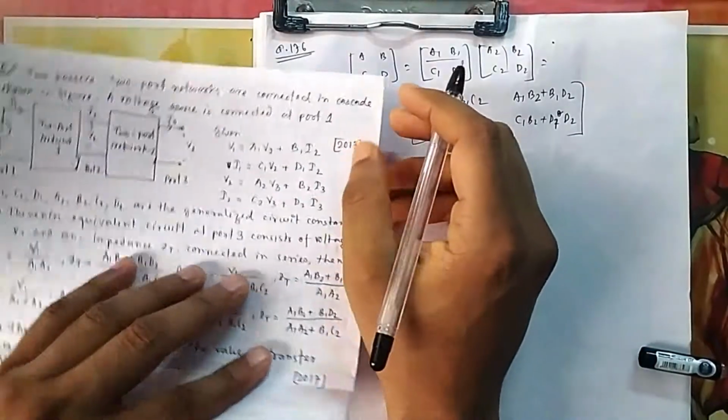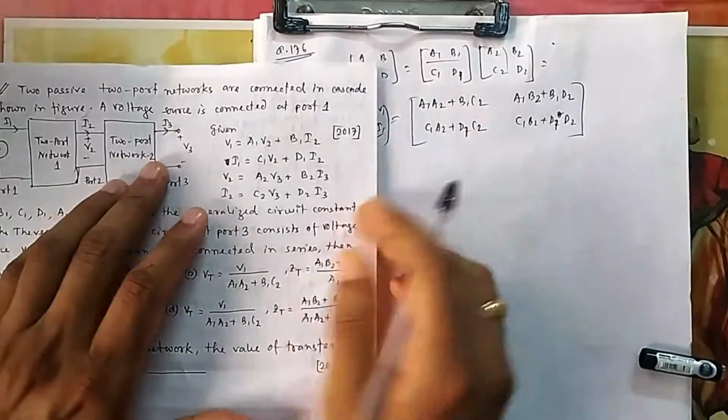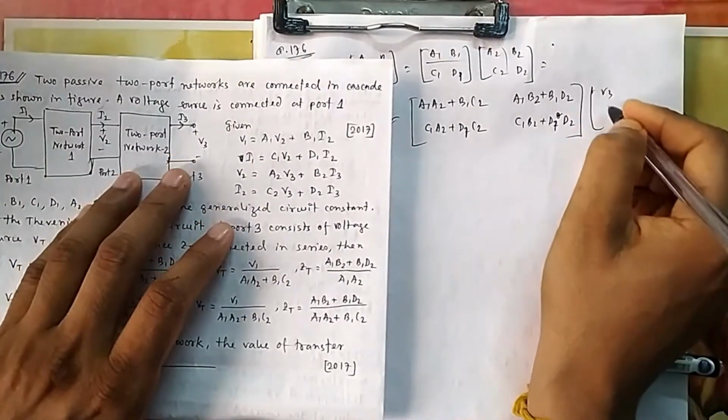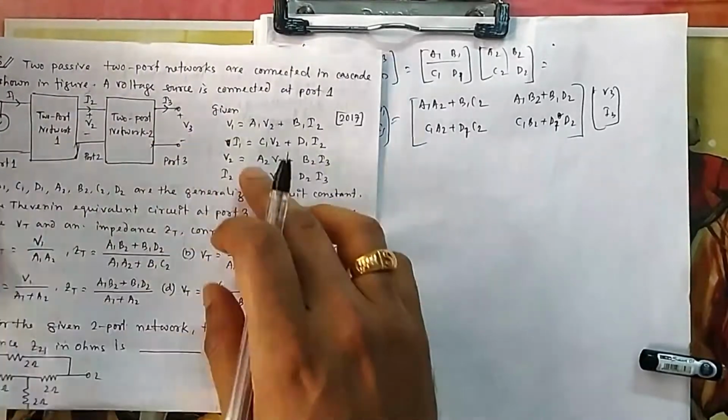The final ABCD is between whom? It is between V1 and I1. This is my input side, and the final output is V3, I3. So this is the relation that holds between the final input and final output.